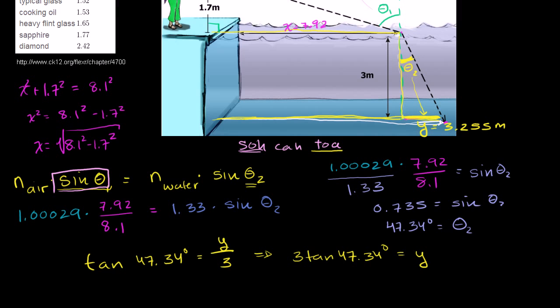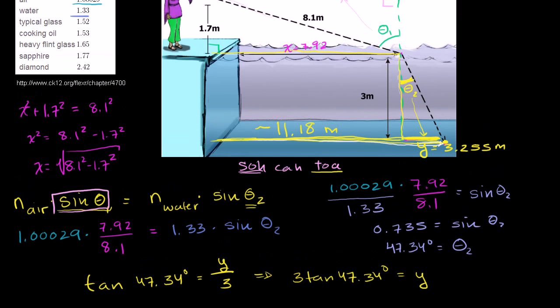So this right here is the distance that we wanted to figure out. The point on the bottom of the pool where the laser pointer actually hits will be approximately 11.18 meters, I'm rounding a little bit, from this edge of the pool right there.